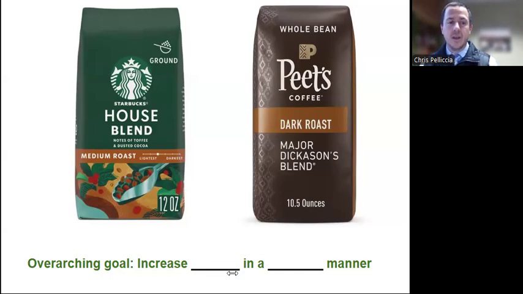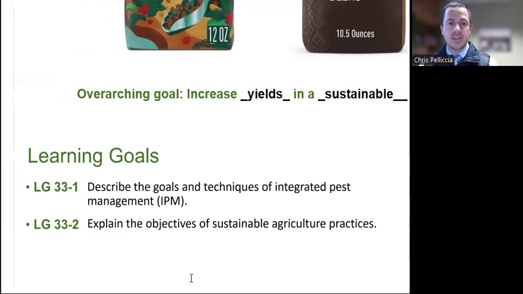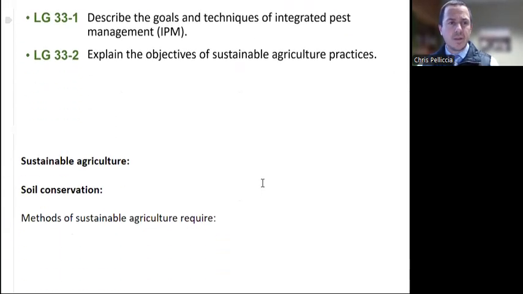Really, the goal of this video is how we can increase crop yields in a sustainable manner. And there are going to be two major learning goals of this video. The first is I want you to explain the objectives of sustainable agriculture practices. And second, I want you to be able to describe the goals and techniques of integrated pest management. So let's talk about sustainable agriculture.